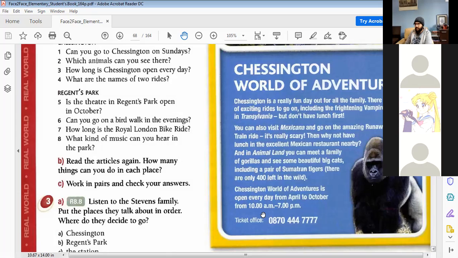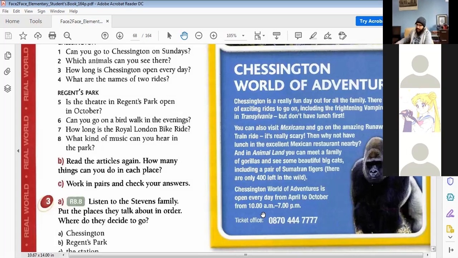We can see four things. Animals. Four things? I think four things. What are they? Listen to music, guided bird. You're talking about Regent's Park now. You're talking about the second place on the media, right? Yes.